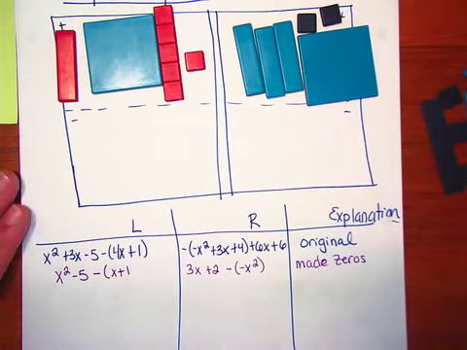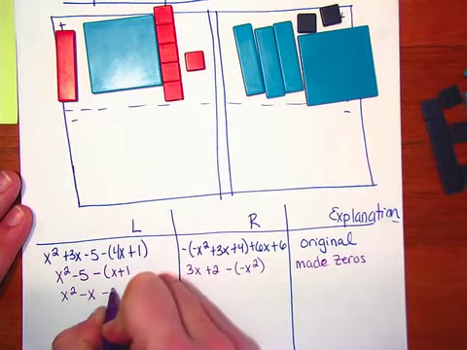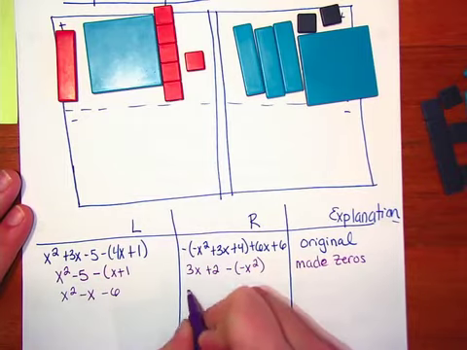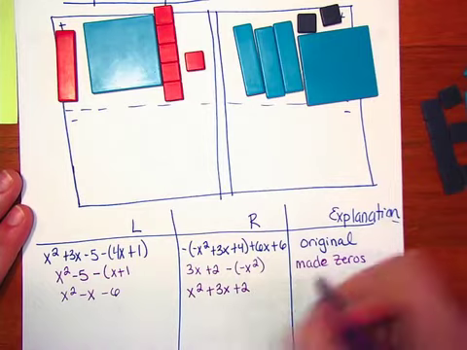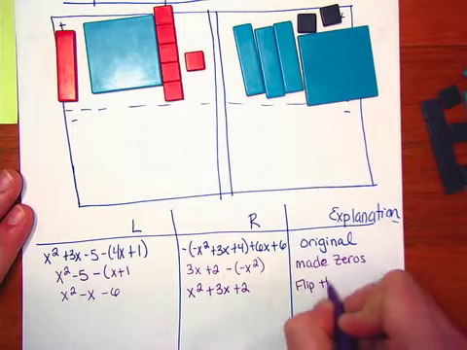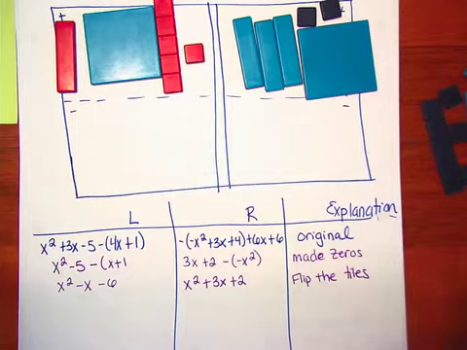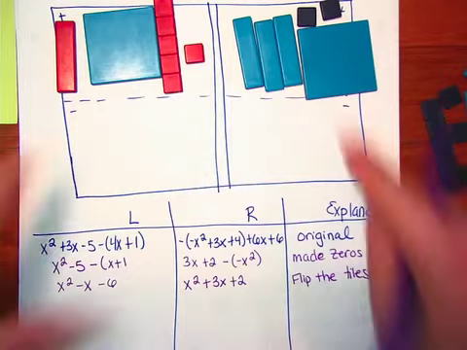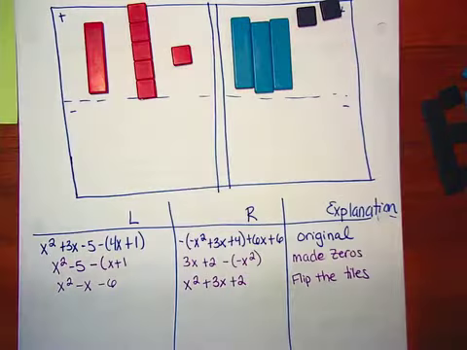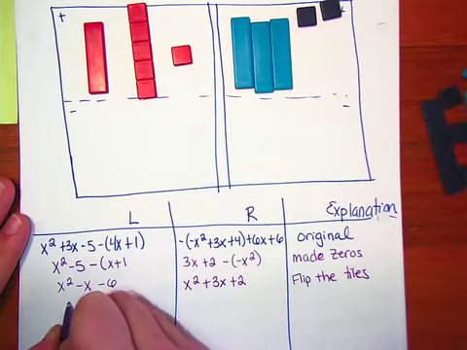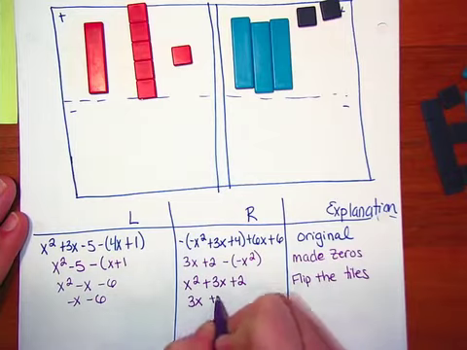So on the left we have x squared minus x minus 6. On the right we have x squared plus 3x plus 2. And we flipped. Now let's see what we have on both sides that we can remove. It looks like we have an x squared we can remove off of both sides. And that's the only thing they have in common, so we're going to record what we see now. Negative x minus 6 equals 3x plus 2.